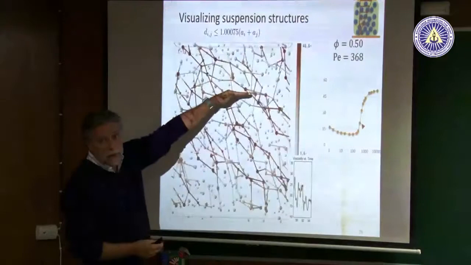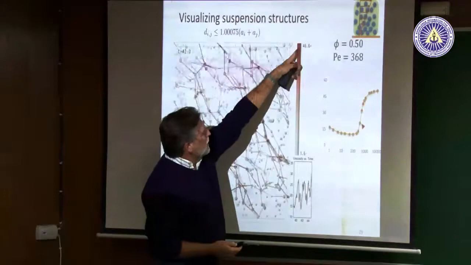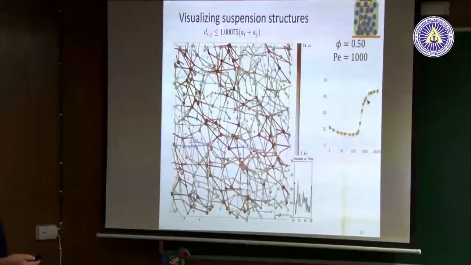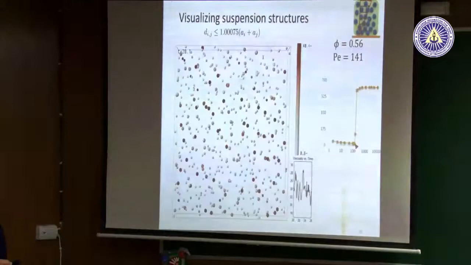Okay, this is 50% by volume, packet number 386. Now the intensity has gone way up, because some of them are as high as 50, even though the average value was 20. And then you go to higher still, and now the network is no longer along the compressive axis. This is even higher. This guy's crazy.